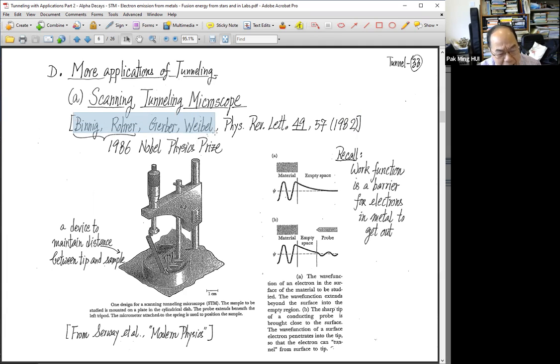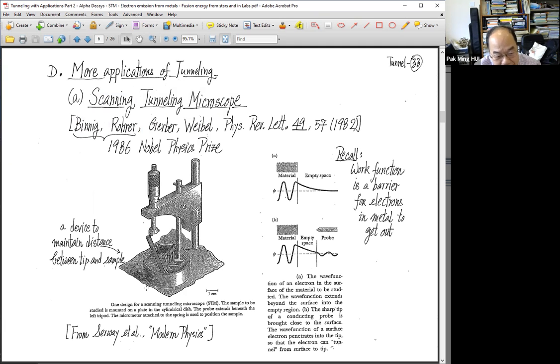I think they were at IBM or something, some industrial lab. So they invented a not very expensive apparatus. It is called STM, Scanning Tunneling Microscope. So this is a tabletop thing, very small. Not very tiny, but just something like that.